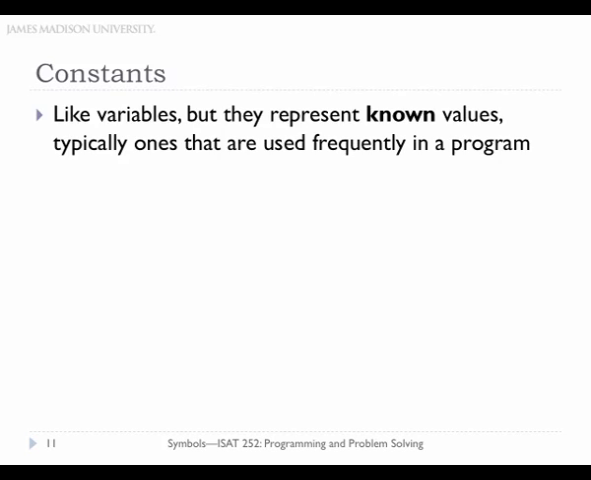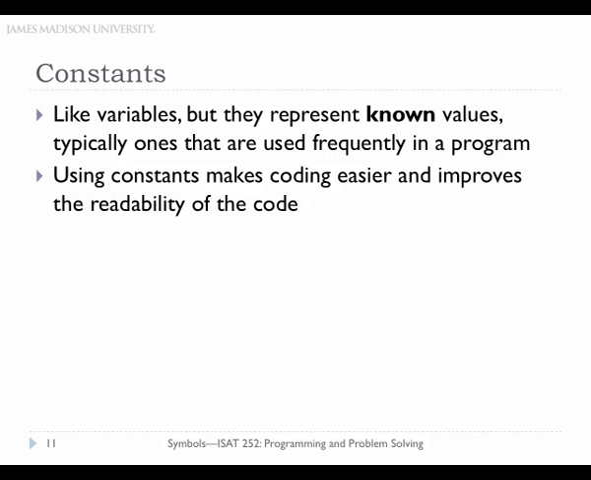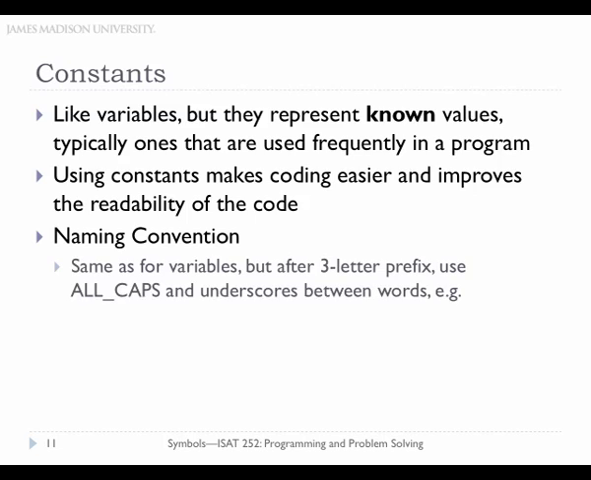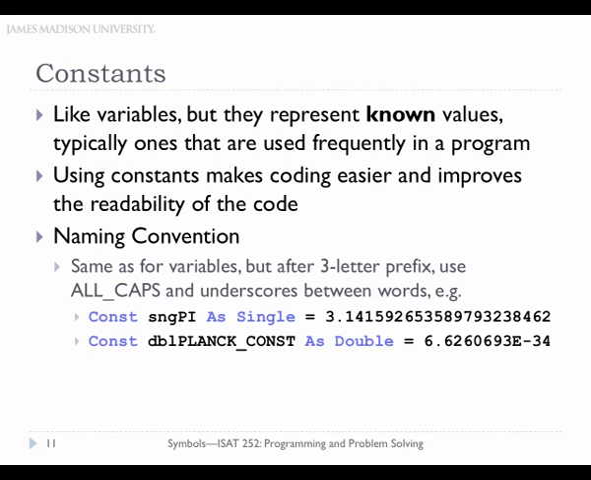So constants are like variables, but they represent known values, typically ones that are used frequently in a program. Using constants can make your coding easier and improve the readability of your code. The naming convention is slightly different for constants. You're going to use a 3-letter prefix, but then you're going to use all capitals for the variable name and underscores between words. For example, if I'm going to be using pi a lot in my program, I might want to declare it like this. If I'm going to be using Planck's constant in my program, I might want to declare it like this.